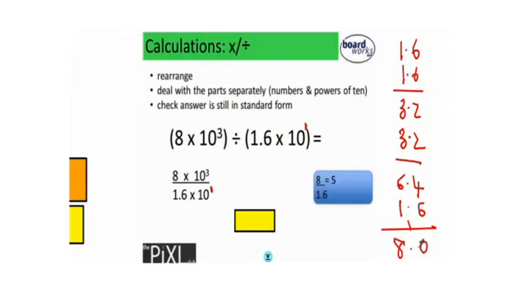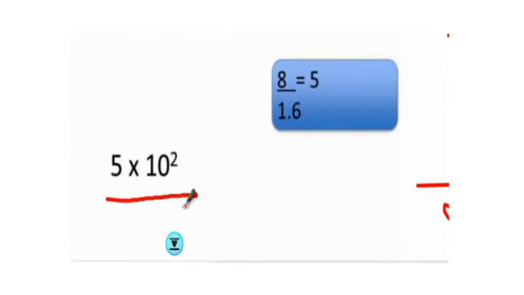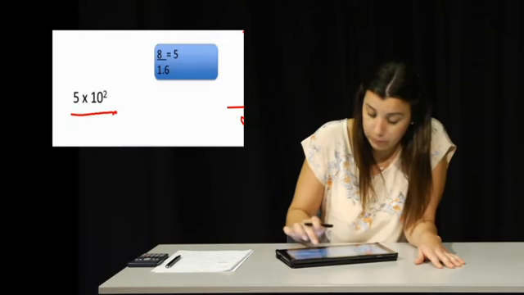Then dealing with our powers here, we have 10 to the power 3 divided by 10 to the power 1. Remember our rules of index laws? 3 subtract 1. So we actually end up with 10 to the power 2. So our final answer to this calculation is 5 times 10 to the power 2.